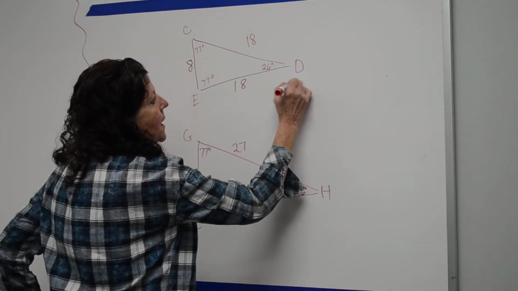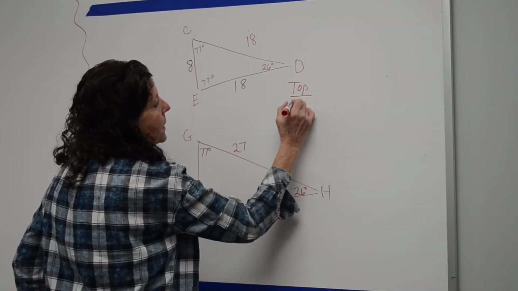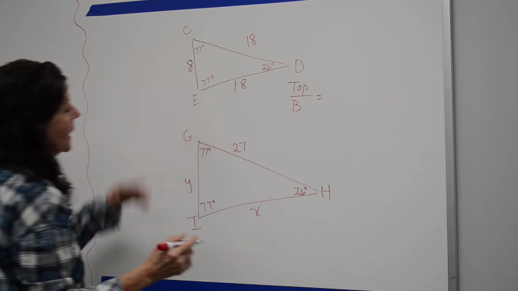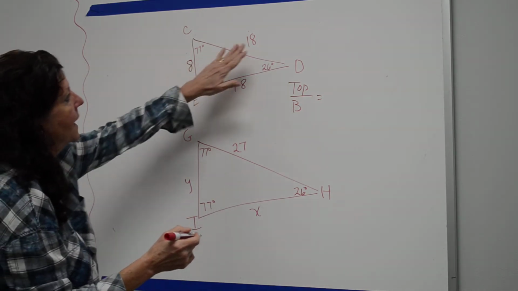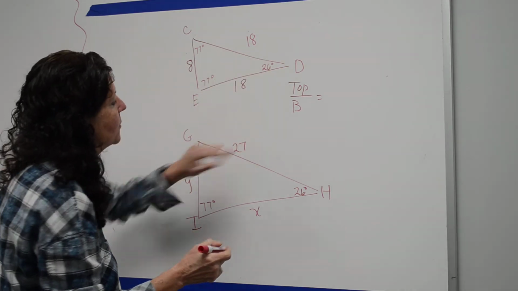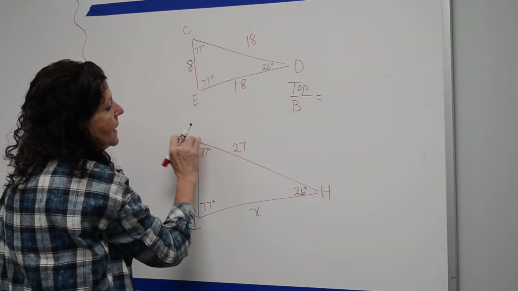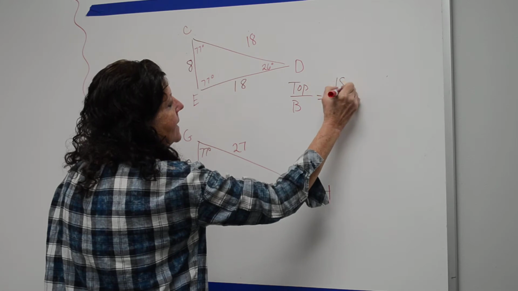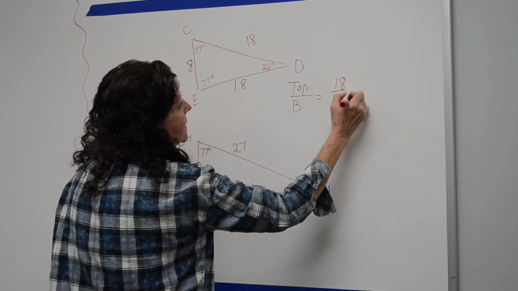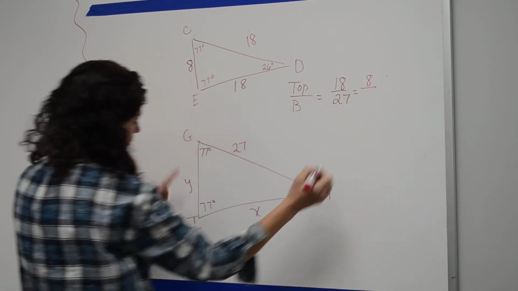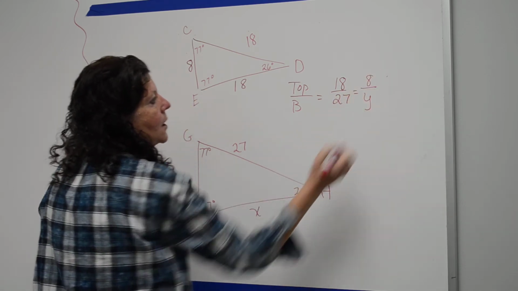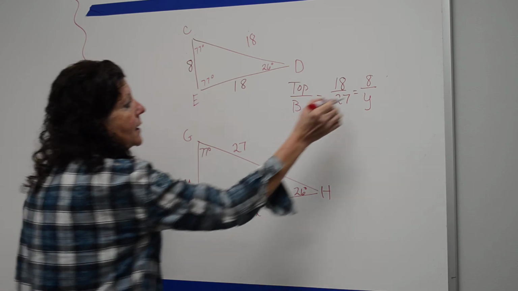Again, I'm going to write top, and I'm going to compare it to the bottom. All right, let's say I want to find my y. Well, first I have to look for two sides that I know the measurements on, and that would be these two sides. So I have 18 is to 27, as 8 is to y. Okay, so I'm going to have to cross product these.